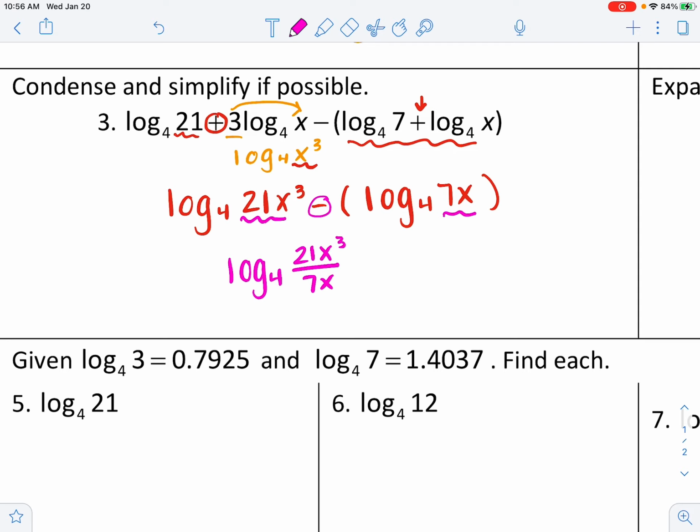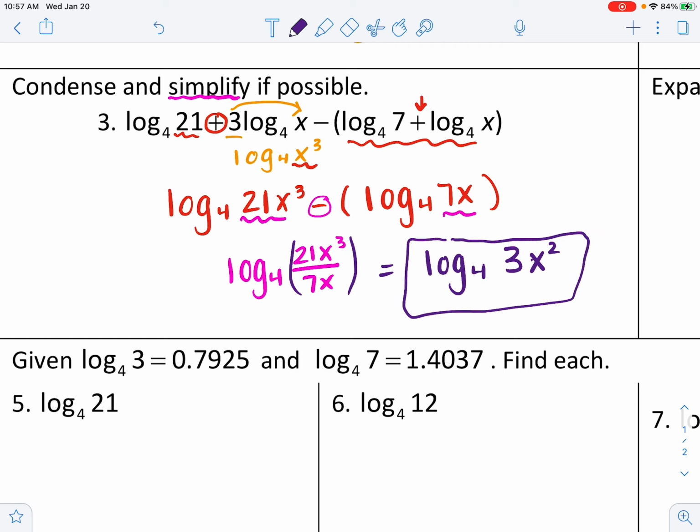The last thing we need to do is check to see if we can simplify. When we see if we can simplify, we're really looking at the fraction in here. Is there anything that we could reduce? And we can, because we know that, I'm going to rewrite this log base 4. We know that 21 divided by 7 is a whole number. That reduces to 3. And x cubed divided by x, think about exponent rules, is just x squared. So this reduces down even further to log base 4 of 3x squared.